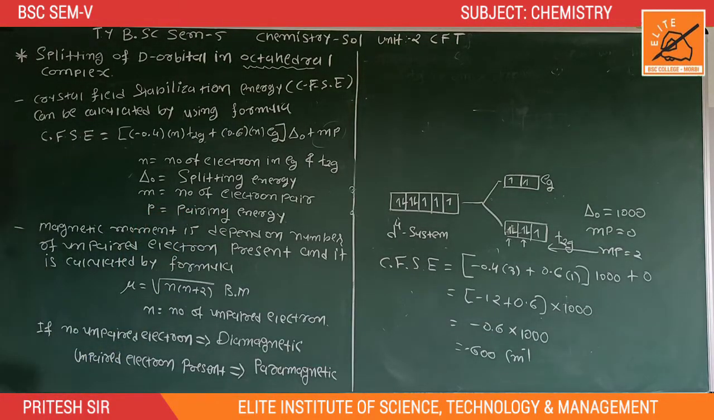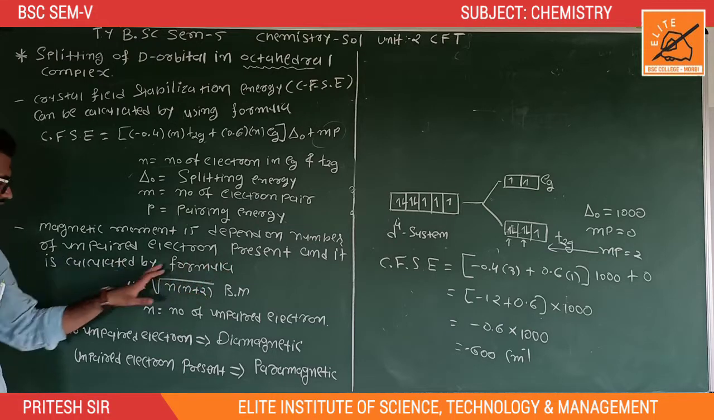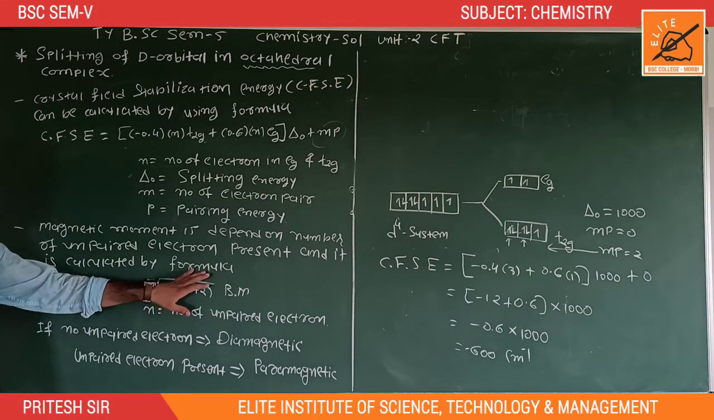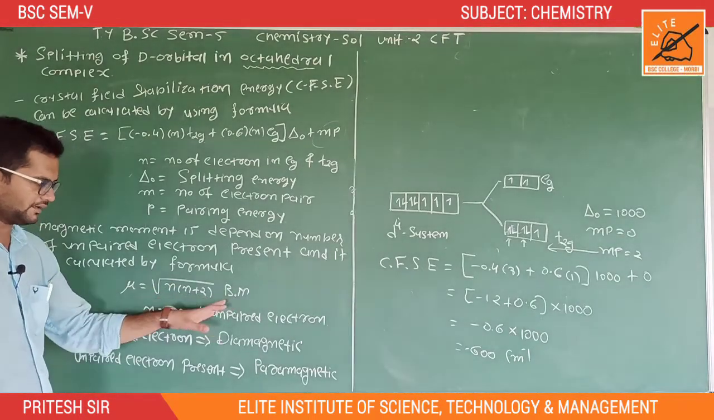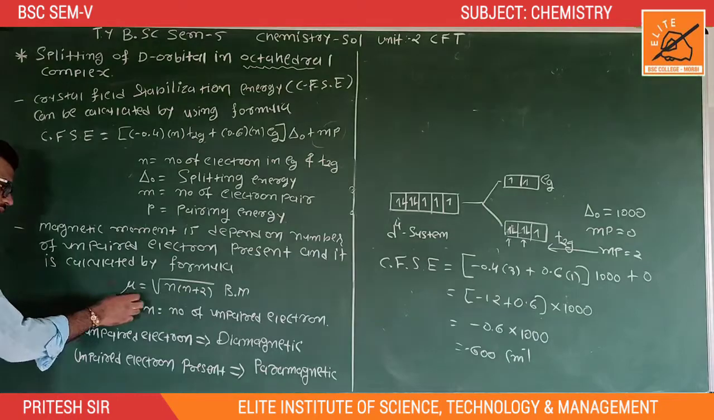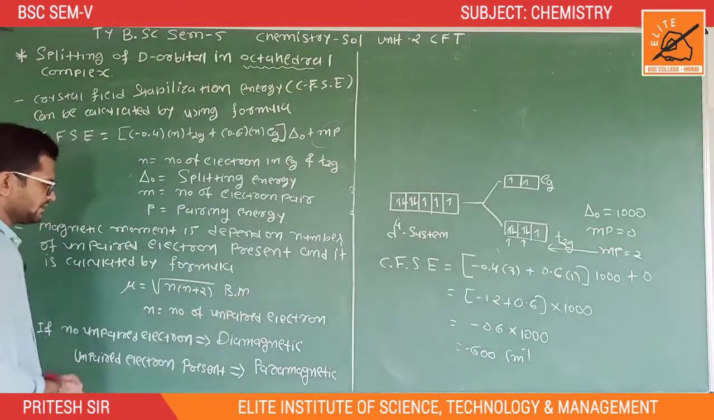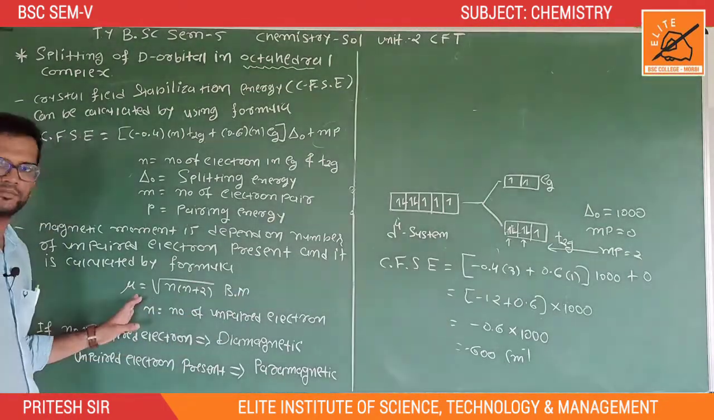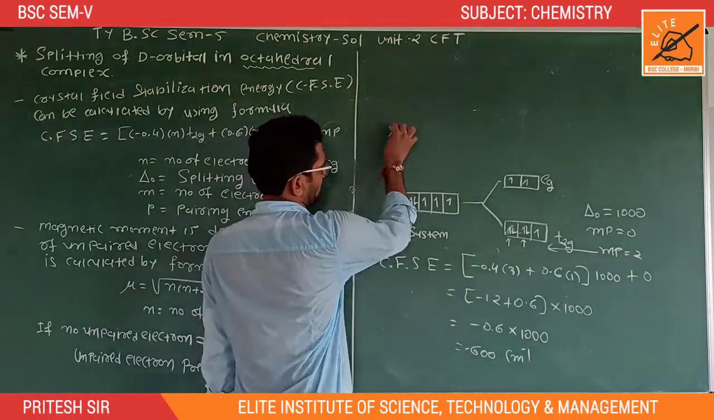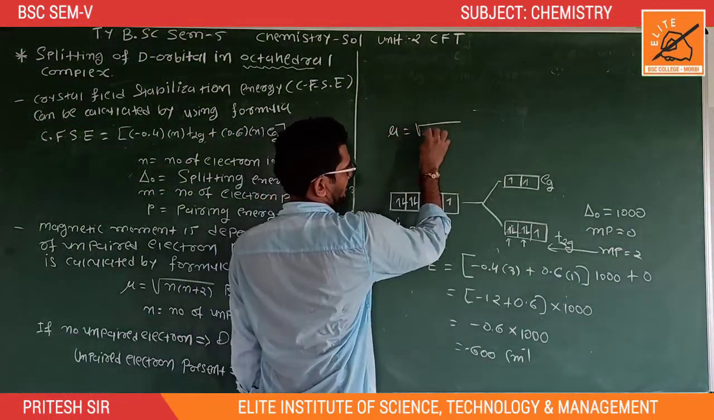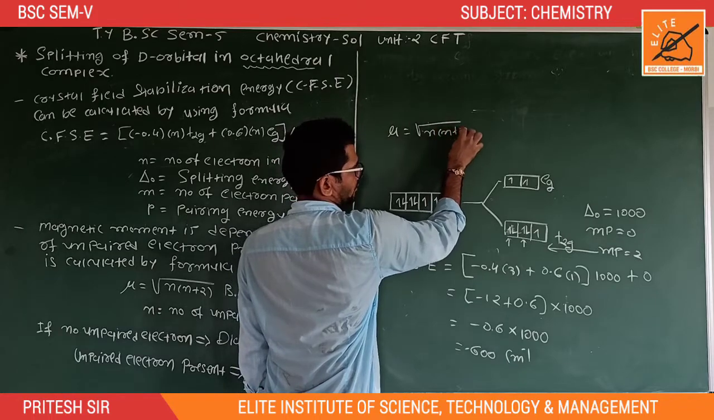Okay. So now magnetic moment depends on the number of unpaired electrons present, and it can be calculated by using the formula mu is equal to under root n(n+2), and the unit of magnetic moment is Bohr magneton. So this is the equation of magnetic moment: mu is equal to under root n(n+2).